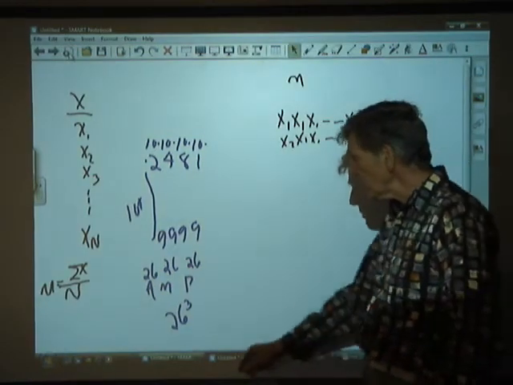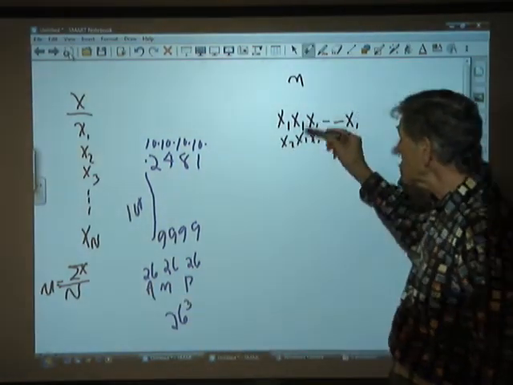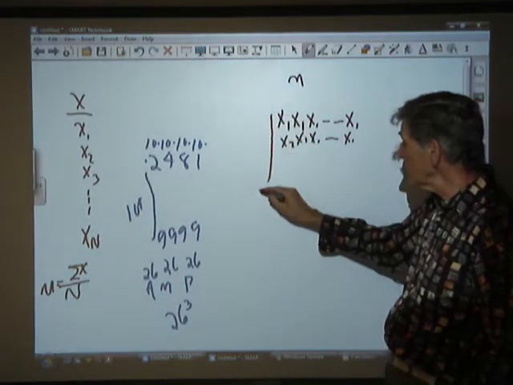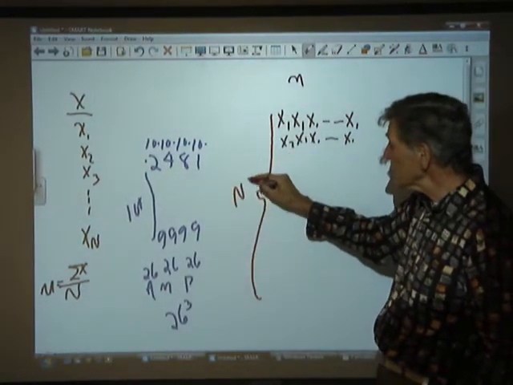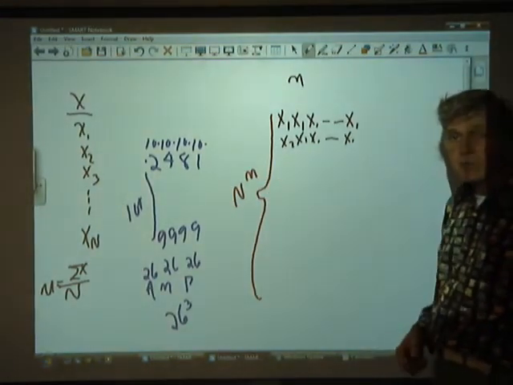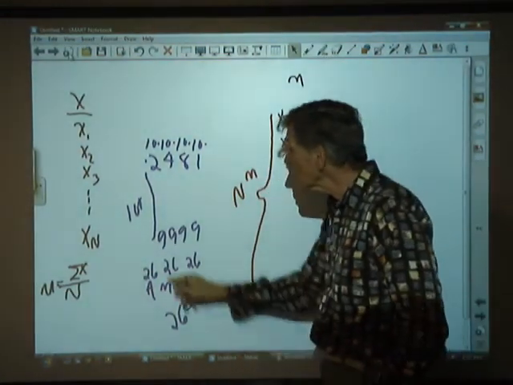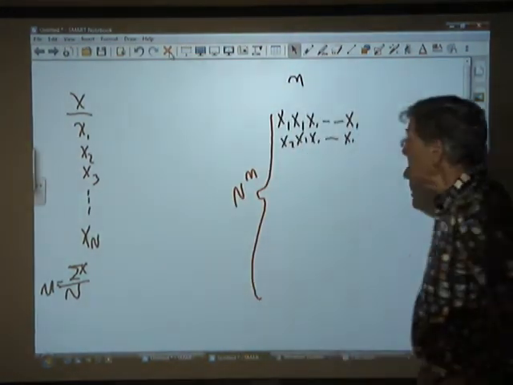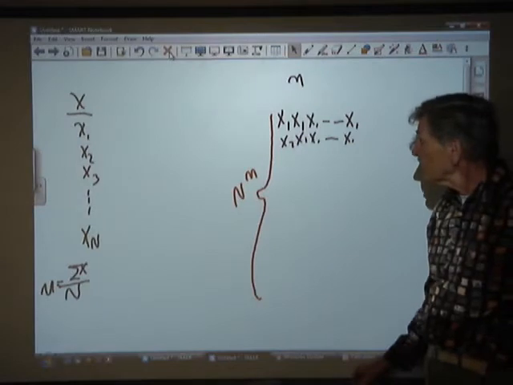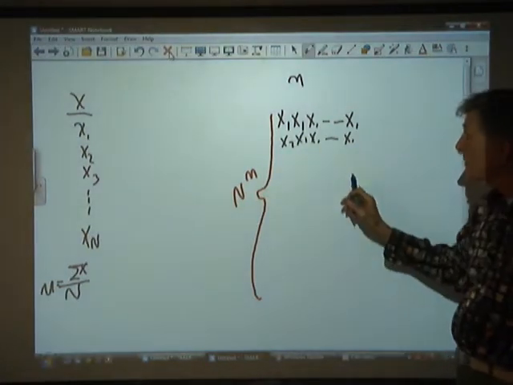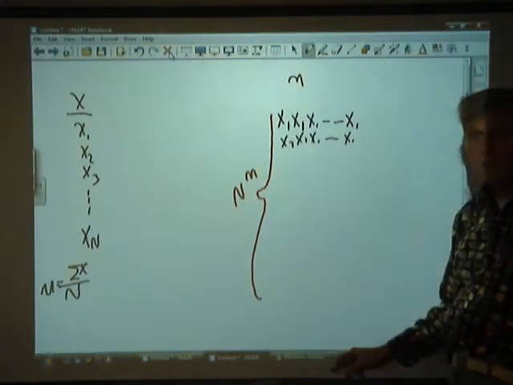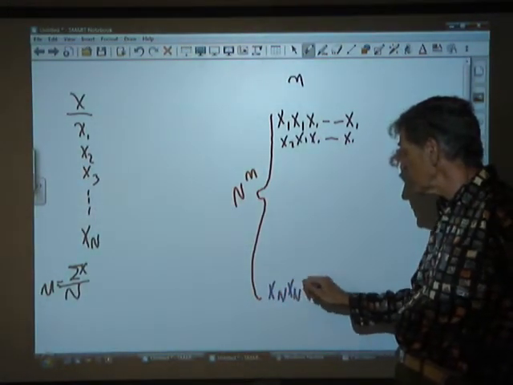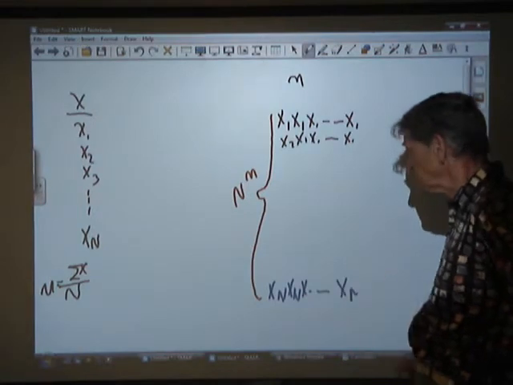Here we're taking a population of capital N, and we're taking them small n at a time. So the question is, how many different samples can we get? Just as with the license plates and the alphabet, it's capital N to the small n power. Now let's examine this table. This table will then have this many rows in it, and it'll have this many columns in it. And of course, the last row will be xN, xN, xN, all the way up to xN.